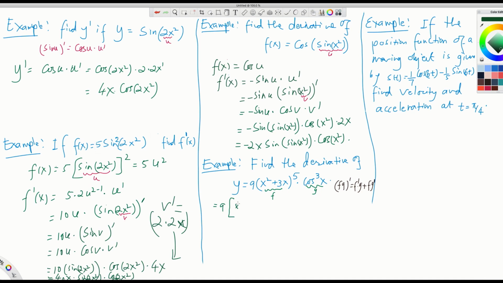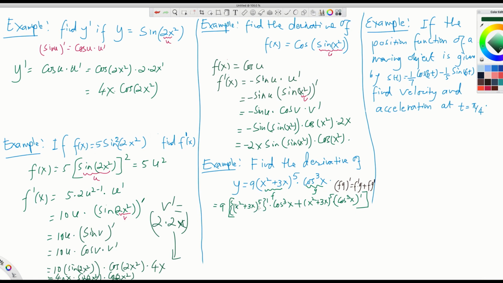It is the derivative of (x squared plus 3x) to the 5, and I'll use the curly braces for that, times g, which is cosine cubed x, plus f, which is (x squared plus 3x) to the 5, times g prime, which is the derivative of cosine cubed x. And there is a bracket. Why did I use a bracket? Because there is a 9, so I pull that 9 out and write a bracket for everything.